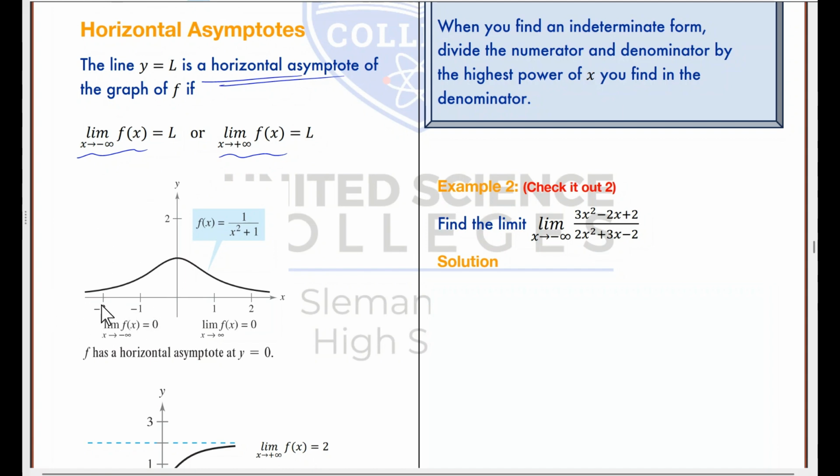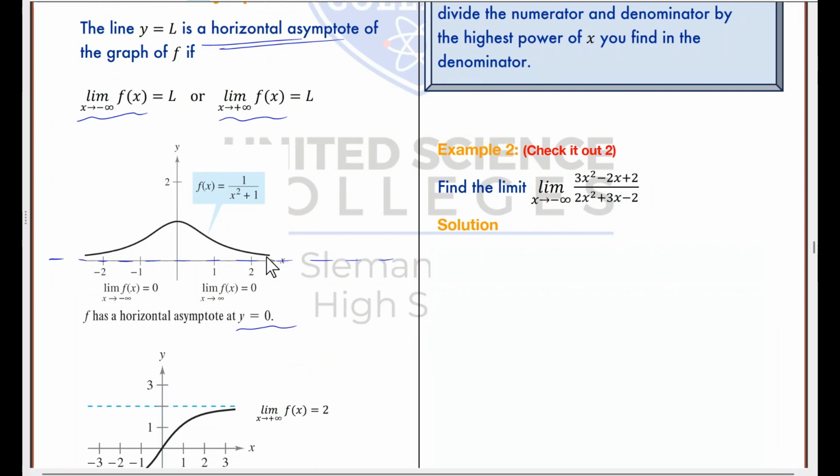For example, in this question, as x approaches positive infinity on the right, the function is heading towards this invisible horizontal line, which is y equals 0. As x approaches negative infinity, the function is approaching 0. So from right and from left, we have the same value. So our horizontal asymptote is y equals 0.